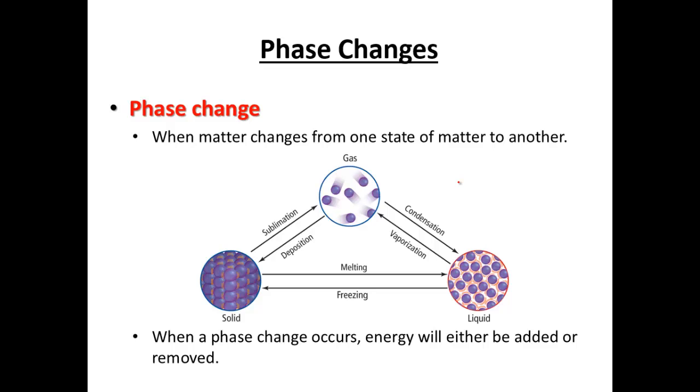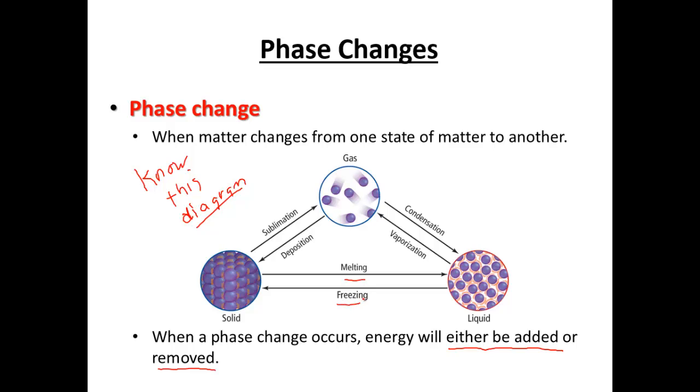A phase change is matter going from one state of matter to another. So we have 6 common phase changes. And our phase changes occur when energy is either added or removed. So we can either add energy or remove energy to have this happen. We need to know this chart. I guess we could call it a diagram. Let's call it a diagram. So we need to know this diagram. Most of these you already know.